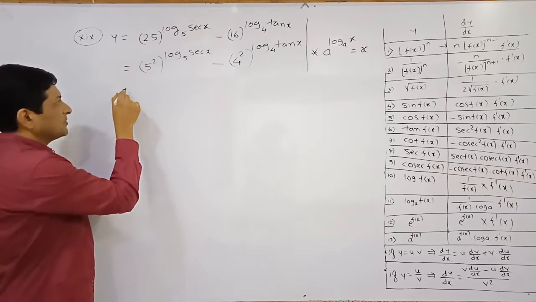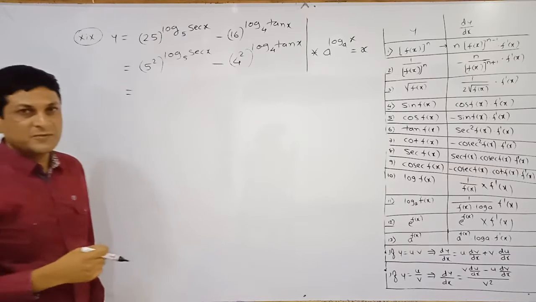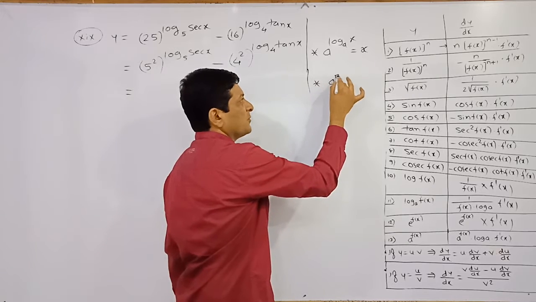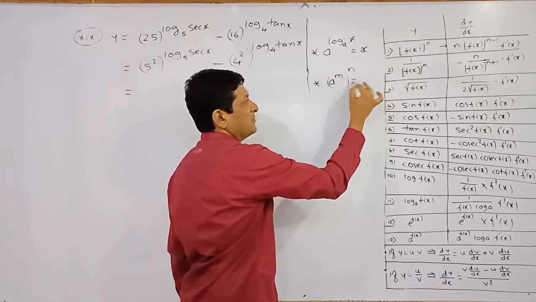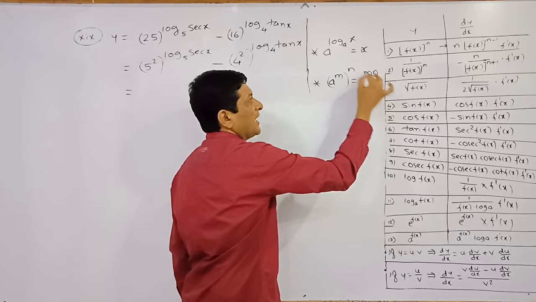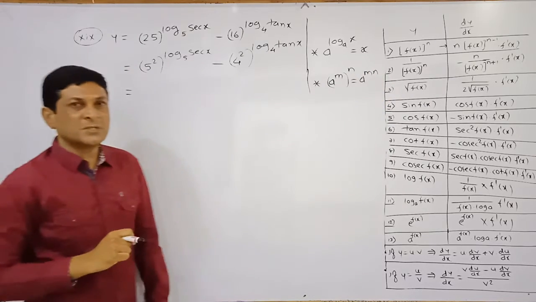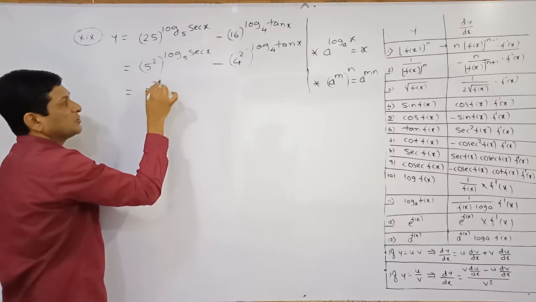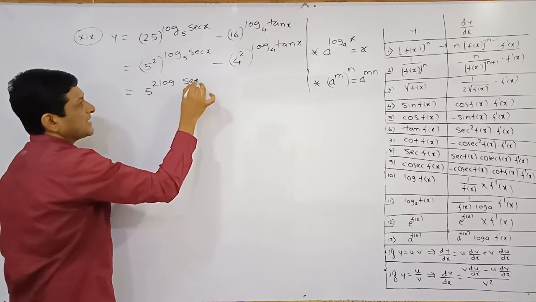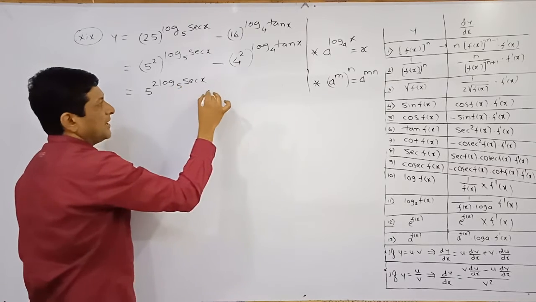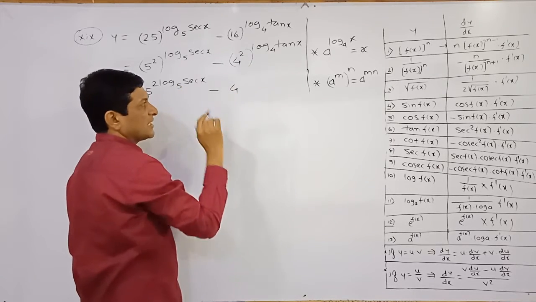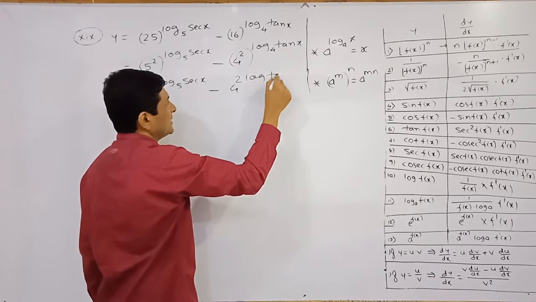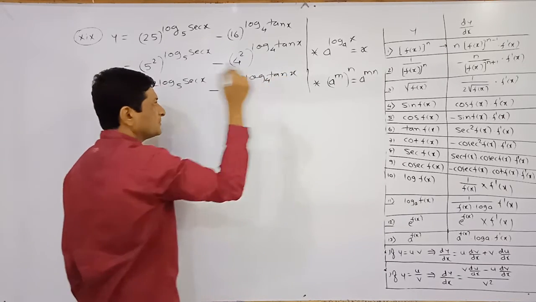So this is equal to, all of you have studied the laws of indices, meaning the laws of exponents. A raised to power m raised to power n can be written as a raised to power m into n. According to this law of exponents, here it can be written as 5 raised to power 2 log of sec x to the base 5 minus, here this expression can be written as 4 into 4 raised to power 2 log of tan x to the base 4.